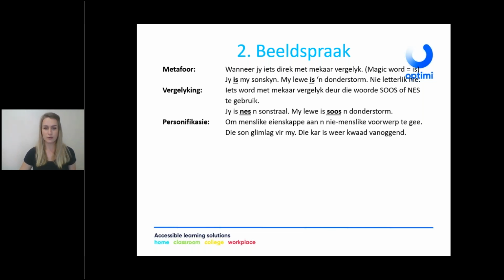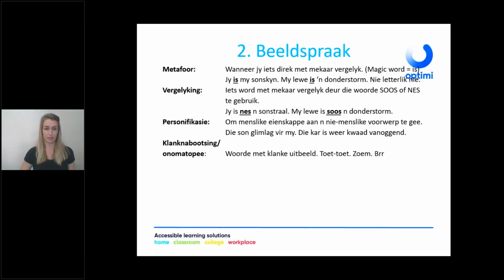Another example is when you say, die kar is weer kwaad vanoggend. This is something you would say when you wake up in the morning and you're trying to start the car and it's making a horrible noise and it's struggling, and you would say, oh, hierdie kar sukkel, of hierdie kar is weer kwaad vanoggend. Kwaad is a human emotion. A car cannot have a human emotion, therefore it is personification.